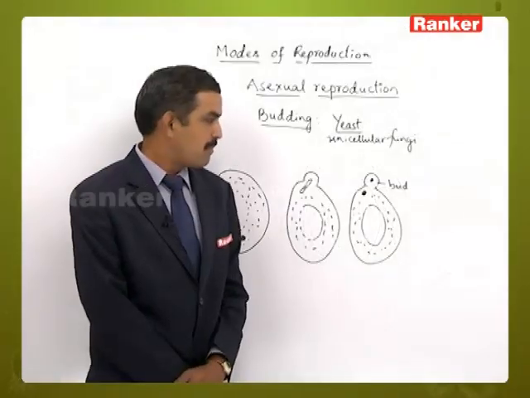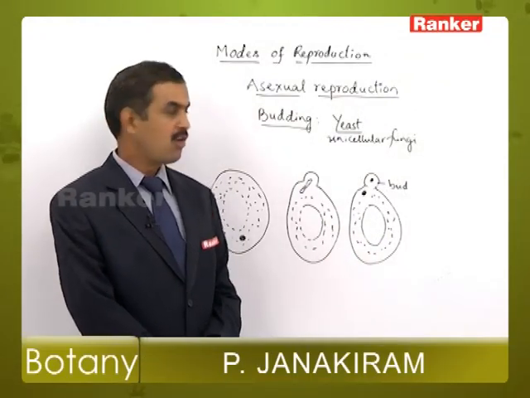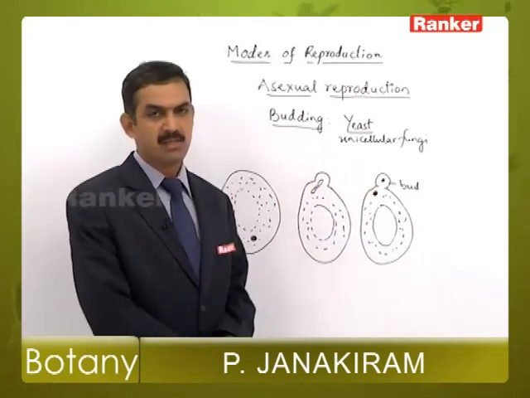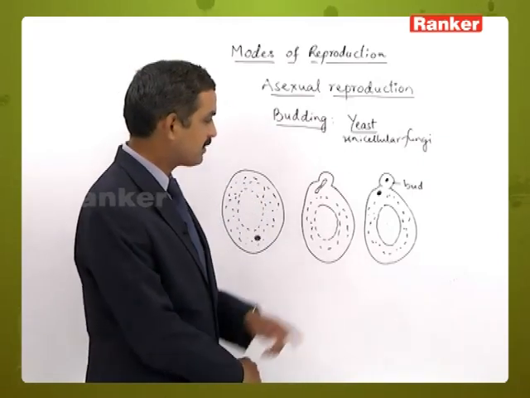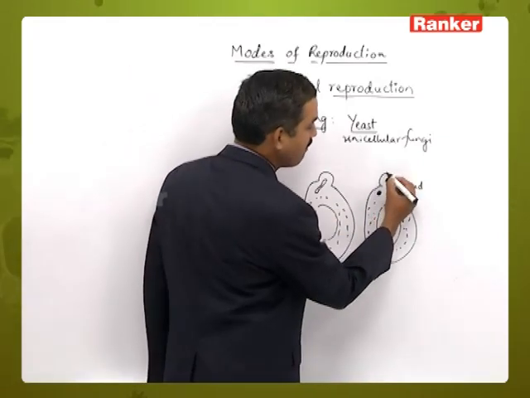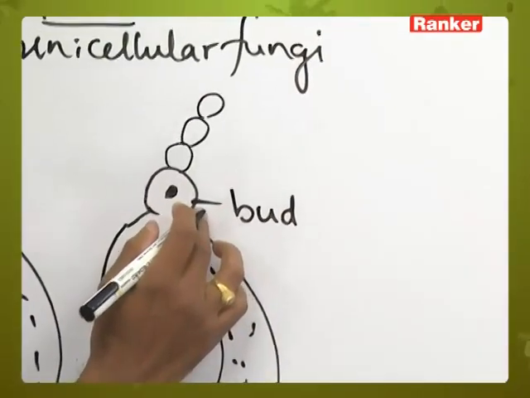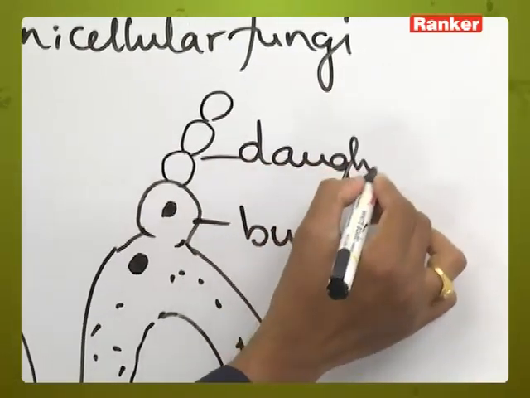Sometimes a single bud may be formed on the parent yeast, or sometimes many buds may be formed, and each of the buds will separate from the parent and develop into a daughter organism. But sometimes what happens, each bud will produce many small buds on it. So each of the buds will produce the daughter buds.